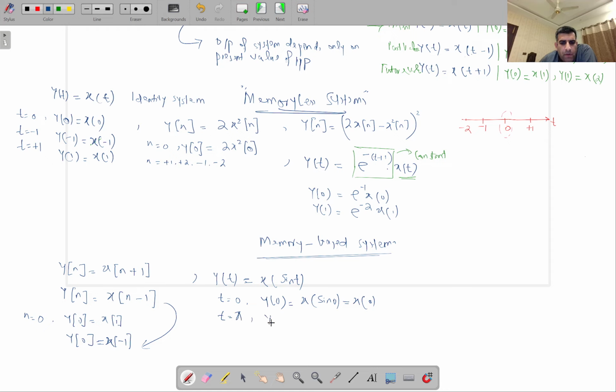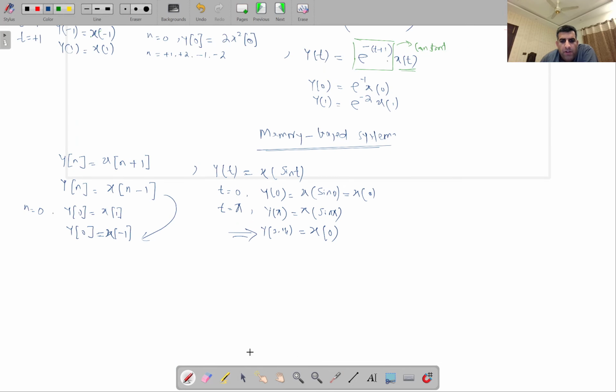So now y of pi is equal to x of sine of pi. And pi is actually 3.14 something. And now sine pi is 0. So now from this particular equation, what you can see is that in order to find out the output at t equal to 3.14, I need the value of input at t equal to 0. So the system requires the past value of the input.